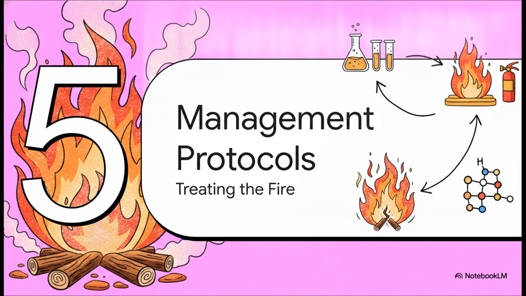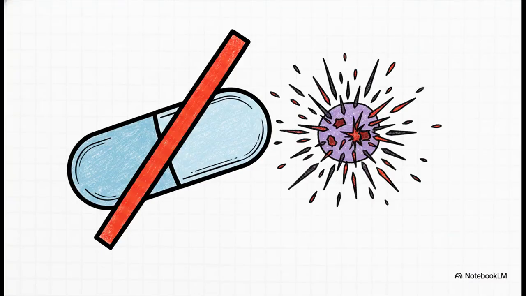Finally, let's get into Section 5, Management Protocols, because to put out this fire, you have to know exactly what kind of fire you're fighting. Okay, before we even touch therapeutics, there is a massive and frankly counterintuitive rule you absolutely must remember. Do not give antibiotics or antimotility agents to kids with typical STEC HUS. It can actually fan the flames and make the disease so much worse.